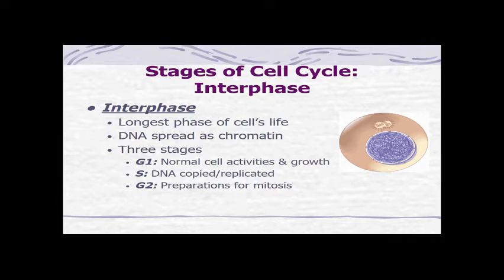This is when the DNA is copied or replicated. And we call that synthesizing DNA, thus the S. And then in G2, cells get ready for mitosis. It's going to get ready to go into that next stage. And so it's making sure that all the organelles are ready and that everything is set to be able to go through a division, which would be coming up in the next stage.